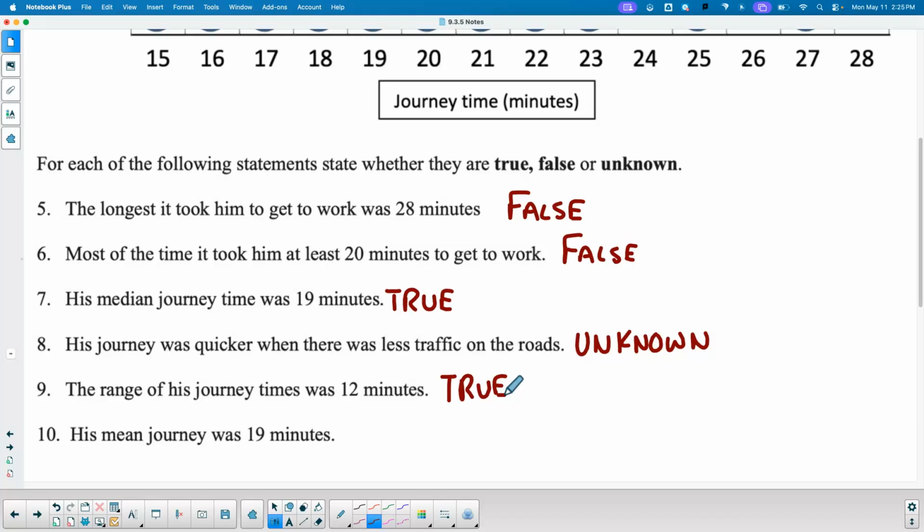His mean journey time was 19 minutes. Now we got to add them all up. Okay? Find me the mean for this set of data.